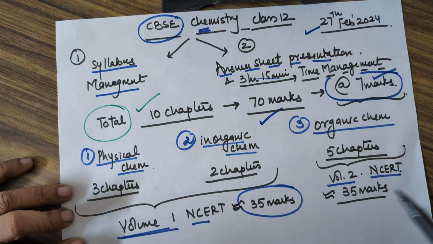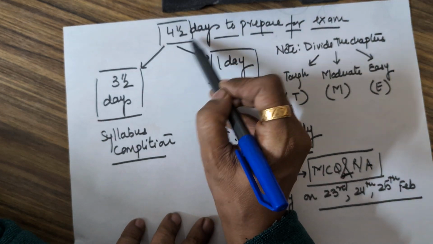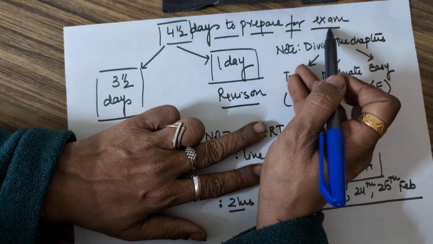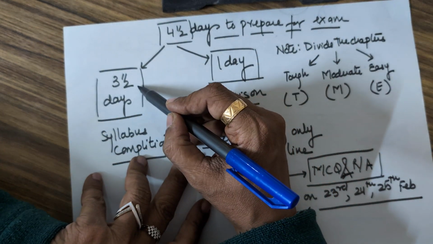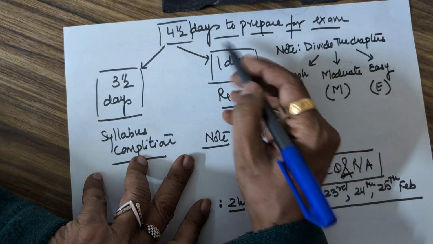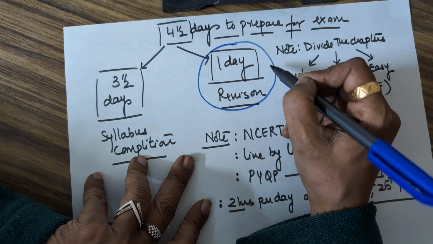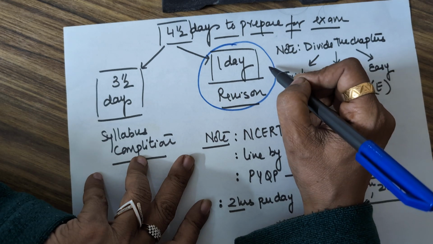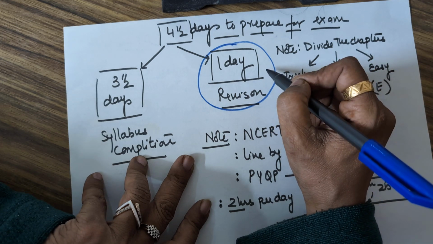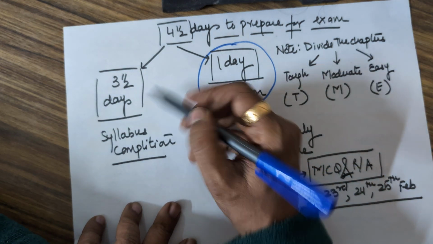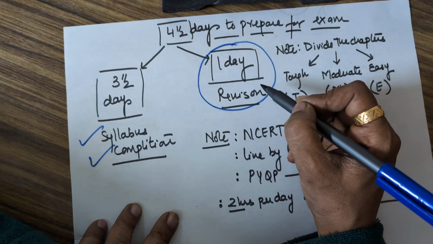Now, as of these 4.5 days is what we are planning for. आपके पास 4.5 days हैं to prepare for the exam. उसको divide करके 3.5 days और 1 day कर दीजिएगा. ये जो 1 day है is only for revision. Last वाला दिन, that is on 26th of February को, you will only be doing revision. Rest 3.5 days में you will be completing your syllabus.